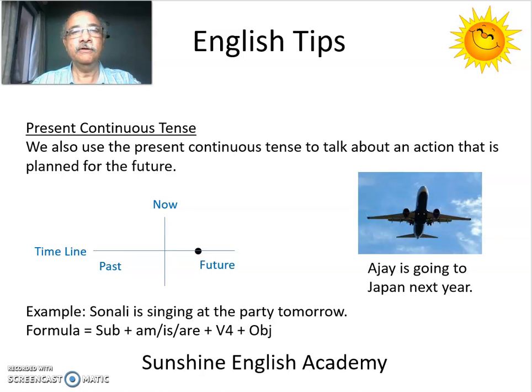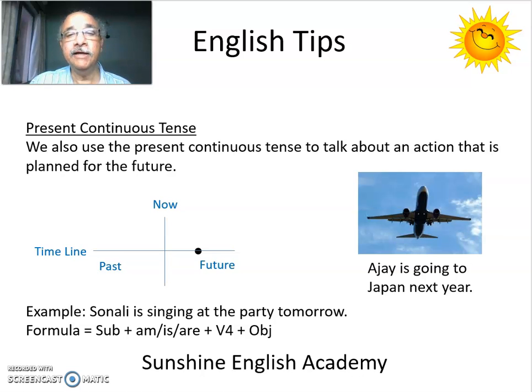The third use of the present continuous tense is to talk about an action that is planned or scheduled for the future. Let's look at an example. Ajay is going to Japan next year. When is the action going to happen? Next year. It is not now, but it is an action planned for next year. And it is similar to Ajay will go to Japan next year.